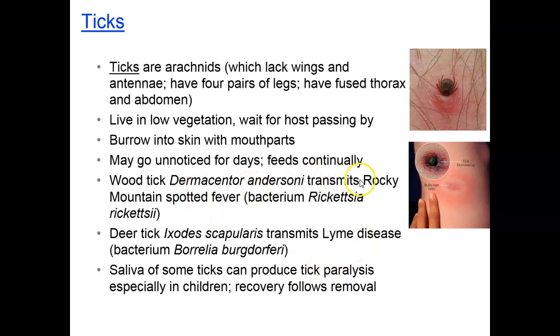So Rocky Mountain spotted fever is caused by Rickettsia rickettsii, which can live inside of this tick. Borrelia burgdorferi is what causes Lyme disease. They can get inside and live inside of the Ixodes tick.